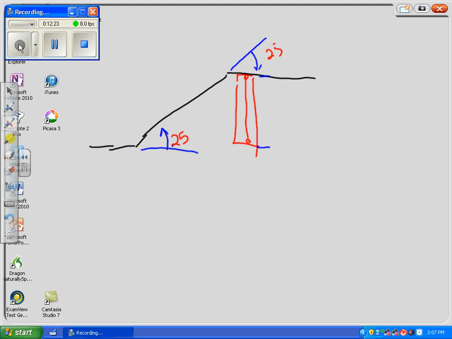Now, what do you think the distance between this bend and this bend is called in this triangle that we've just created? Hypotenuse. It's exactly right. The distance between the bends is called the hypotenuse. So we're looking for the hypotenuse, right? Now, what do we know? We know the side opposite.